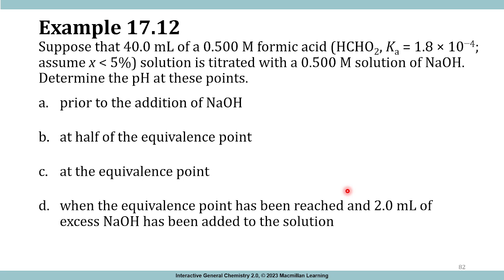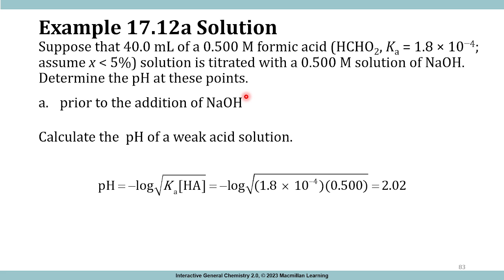So suppose that 40 milliliters of 0.5 molarity formic acid, which Ka is this value right here, we're going to go ahead and assume that the X is less than 5%. Okay? That solution is titrated with 0.5 molarity solution of NaOH. So prior to the addition of NaOH, now normally we would do an ICE problem for this, but I've given you simplified calculations, right? And so we're going to go ahead and plug that in and see how that works.